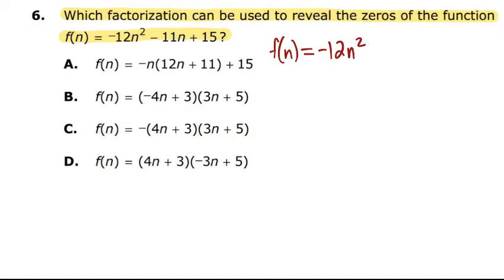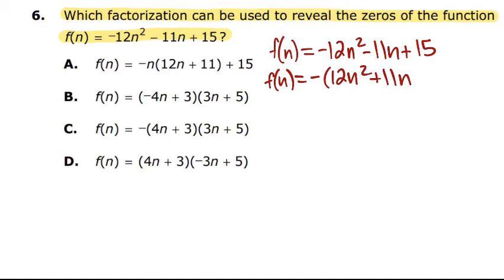But the way you would start is rewrite the original. So I'm rewriting it there on the right-hand side. And then what I'm going to do is factor out the negative. If you factor out a negative, 12n squared turns positive, 11n turns positive, but the 15 turns negative. That's what it means to factor out. You're dividing each one by -1.